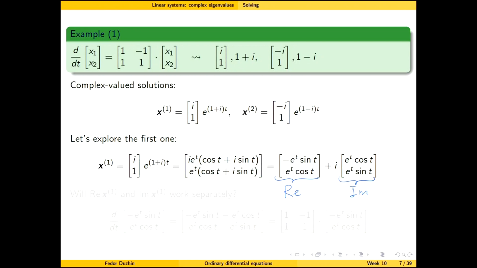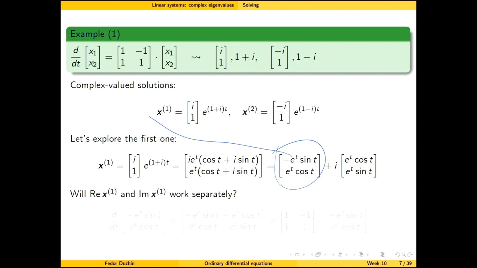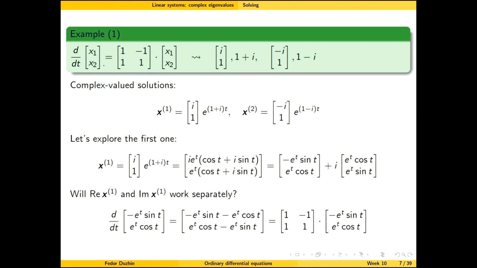Now let's do a naive thing. Let's see whether this real part and the imaginary part are going to work separately. We are going to take the real part and substitute it as x1 and x2 into the system of differential equations and see if it gives us the correct equality. And yes, it does. You can do the same thing with the imaginary part, and you will see that it also works.